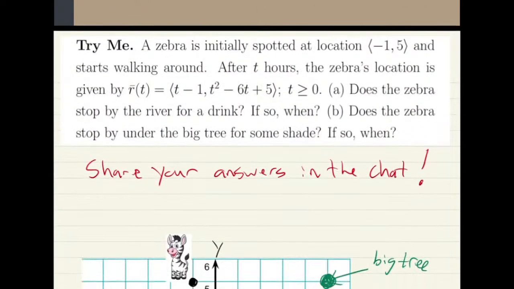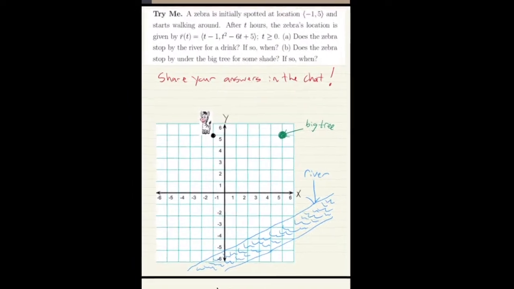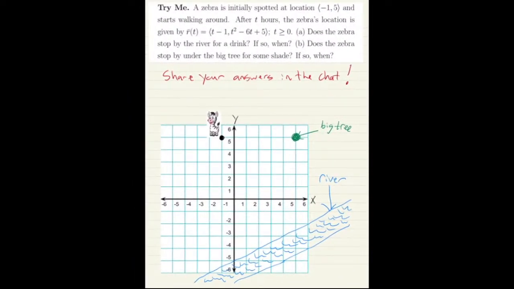In the meantime, I can at least put the try me question up. Okay, so here we go. A zebra is initially spotted at location -1, 5 on the XY plane. And then the zebra starts walking around. After T hours, the zebra's location is given precisely by this vector function, R of T, where the x component is T minus 1, and the y component is t squared minus 6t plus 5. This holds as long as t is greater than or equal to 0.